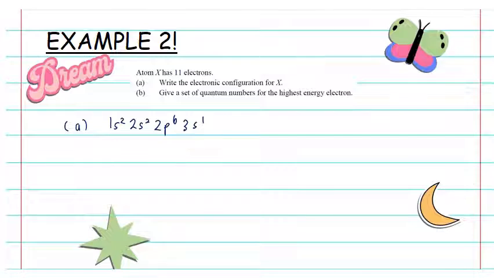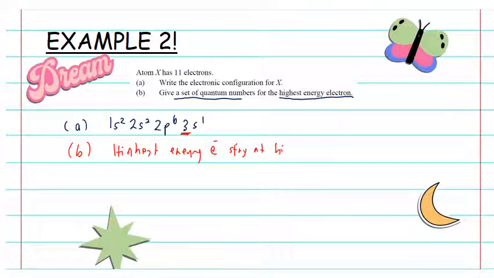Alright. Give a set of quantum numbers for the highest energy electron. Dia sebut dekat sini highest energy electron, and then dia minta a set of quantum numbers. Highest energy electron mesti duduk pada highest energy level. So the highest energy level dekat sini adalah n sama dengan 3. Okay, so untuk B, highest energy electron stays at highest energy level. Okay, in this situation dia stay pada n sama dengan 3.